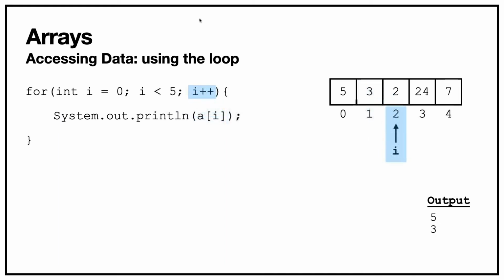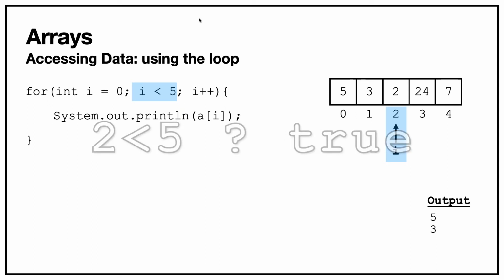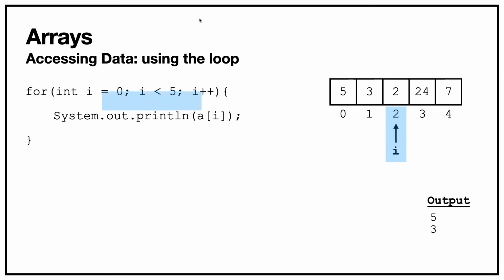After that, we go to the update, i++. Now the value of i will be 2. Next, we're going to go back to the comparison, and we're going to do, is 2 less than 5? That is true. Because it's true, we're going to go to the body, System.out.println array at position 2, which is 2. So we're going to print the value of 2.